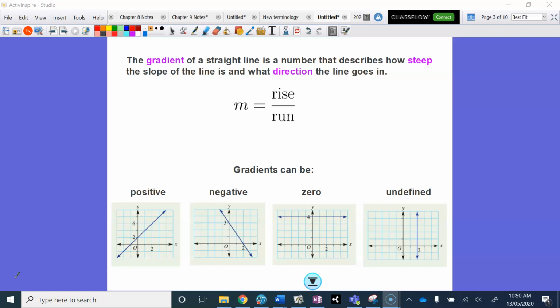undefined gradients. So when we're looking at a straight line, if we're looking at it in terms of moving from left to right, we're looking at what direction that line is going. So the first one, the positive gradient, if you're looking at that graph from left to right, the graph is going upwards. From left to right, the negative gradient is going downwards. From left to right, the zero gradient is flat. And from left to right, that undefined gradient is vertical.